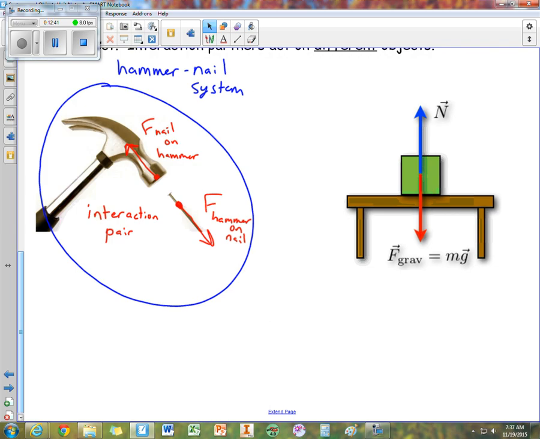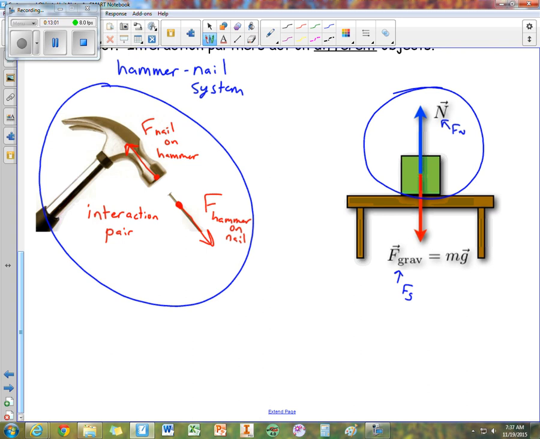However, when we come over to this, here we see that we have two forces that are in opposite directions and equal in strength. This normal force and this gravitational force do have the same magnitude. They are the same strength, and they are pointing in opposite directions. However, what we have here is an object, not a system. This box is a single object.